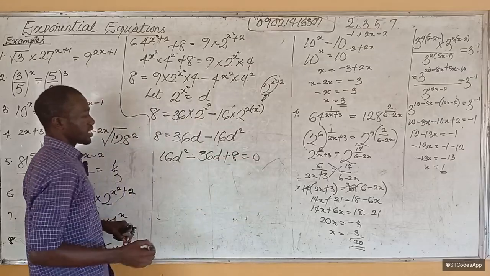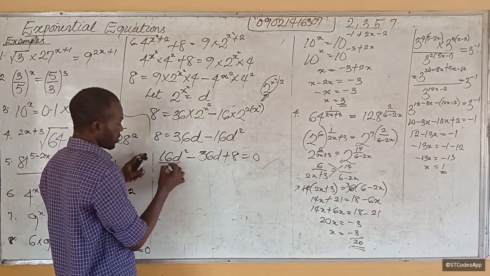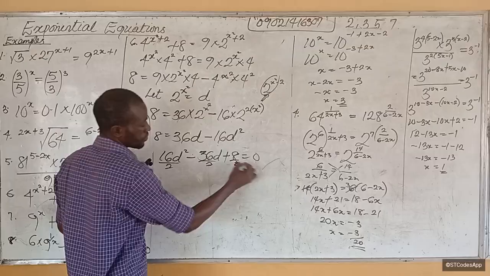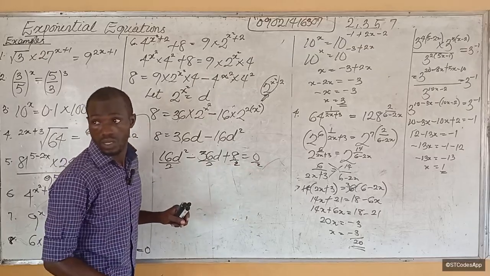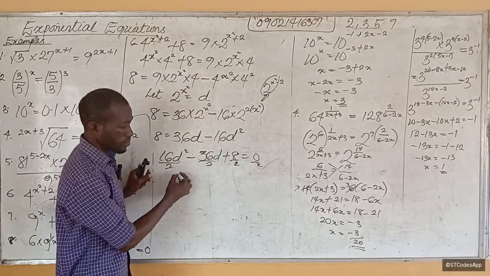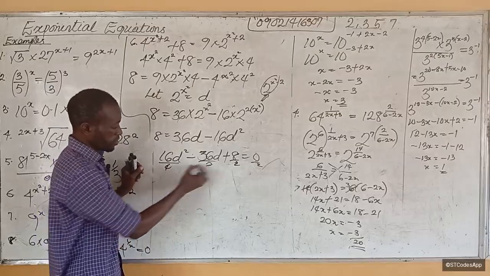Divide both sides. Let's divide through by 2 so that it becomes easy. Divide through by 2. No, let's divide by 4, sorry. 4 is faster.